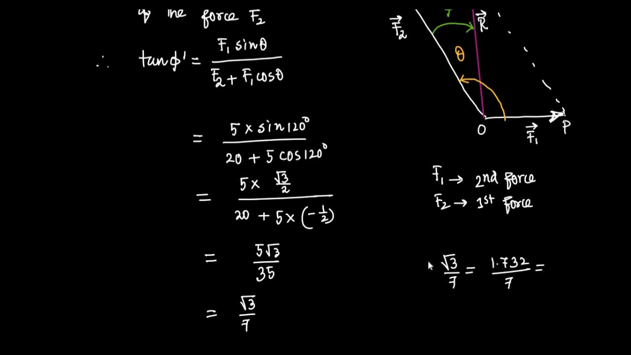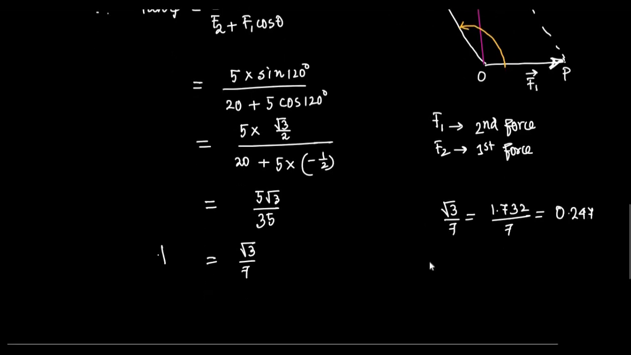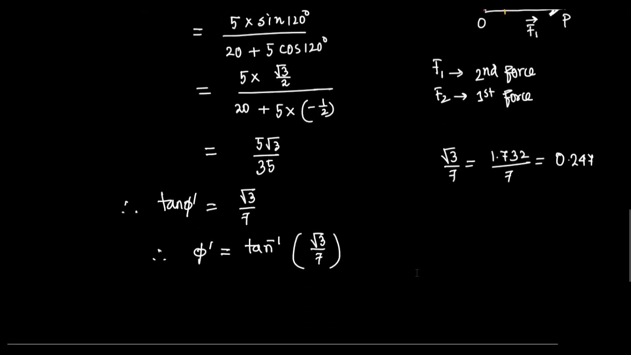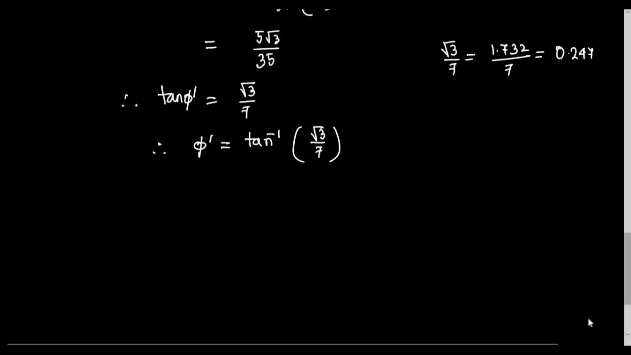Now, root 3 by 7 is equal to 1.732 divided by 7, and dividing this, we get 0.247. We get tan phi dash as equal root 3 by 7. Therefore, phi dash is equal tan inverse root 3 divided by 7.